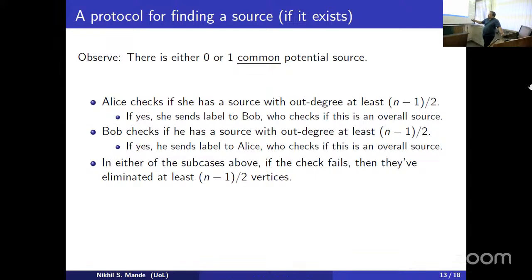So suppose any of these checks fail. I really intend this check to be the internal checks over here. Let's suppose Alice found a source from her perspective with large out degree, at least (n-1)/2. She sends this information to Bob, which is log n bits. And Bob says, no, this is not a source from my perspective. So for this vertex V, you can eliminate all of these (n-1)/2 out neighbors.